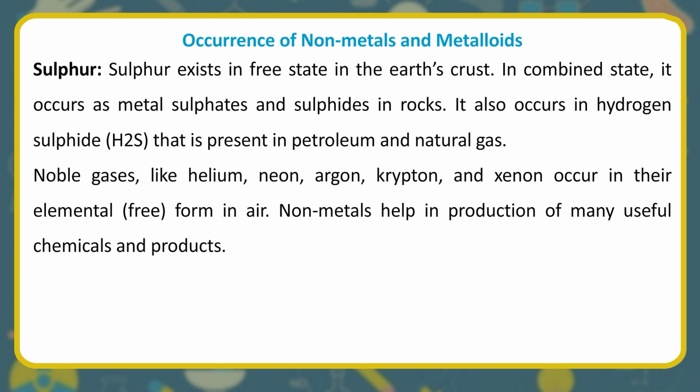Sulfur. Sulfur exists in free state in the Earth's crust. In combined state, it occurs as metal sulfates and sulfides in rocks. It also occurs in hydrogen sulfide, H2S, that is present in petroleum and natural gas.